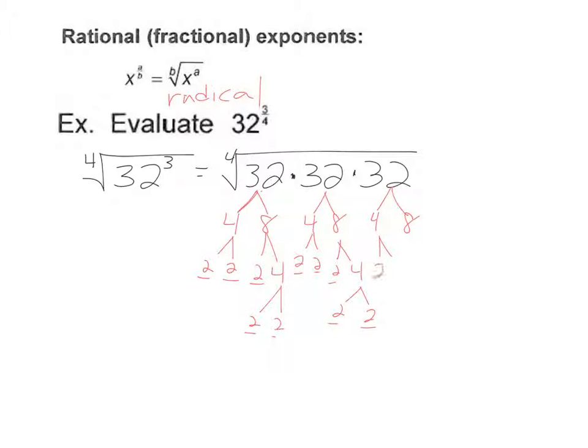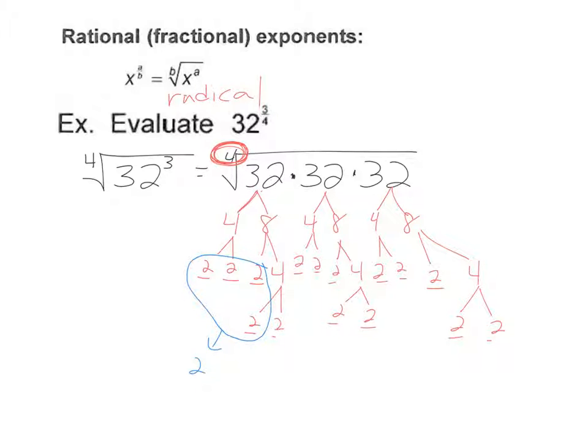And I like to think of the little radical symbol as a house. And if you have the right number of friends, you can come out of the house. If you don't have the right number of friends, you have to stay home. So how you know how many friends you need is the little number right here, 4. There has to be 4 of the same number for that number to get to come out of the house. So here I have 4 2s, so a 2 can come out.